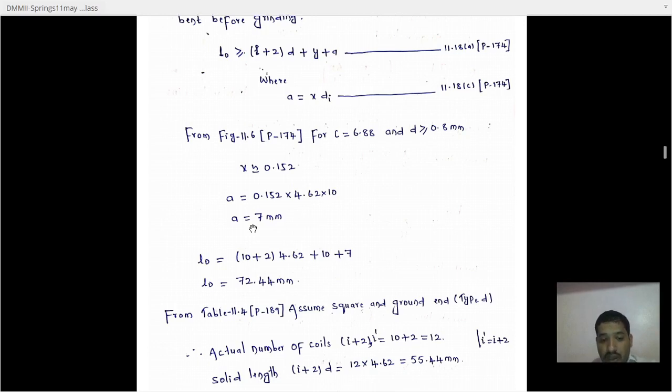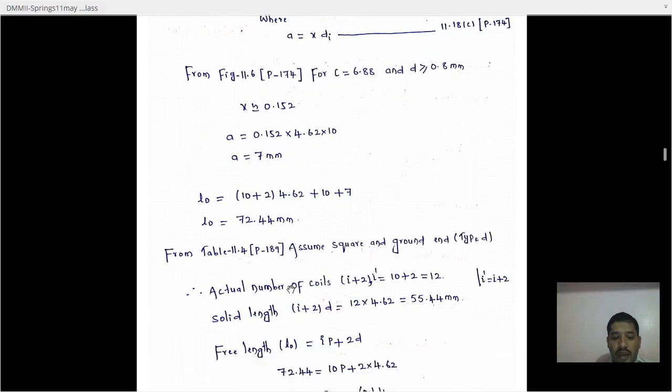So after that, L0 is equal to number of turns 10, plus 2 as it is, diameter of the coil 4.62, plus y is 10, okay, plus a is the clearance. How much did we get here? 7 mm. If you add these values, then you will get 72.44 mm.